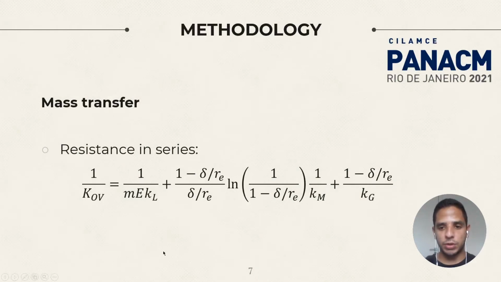To describe the mass transfer in our process, we use the concept of resistances in series. We have right here the overall mass transfer coefficient, and we have the summation of the local resistances in the process. So right here we have the resistance in the liquid phase, with the mass transfer coefficient of the liquid film, and the enhancement factor, which describes the chemical reaction in the liquid phase. We have the resistance of the membrane, with the mass transfer coefficient of the membrane, and the resistance of the gas phase with the mass transfer coefficient in the gas phase.